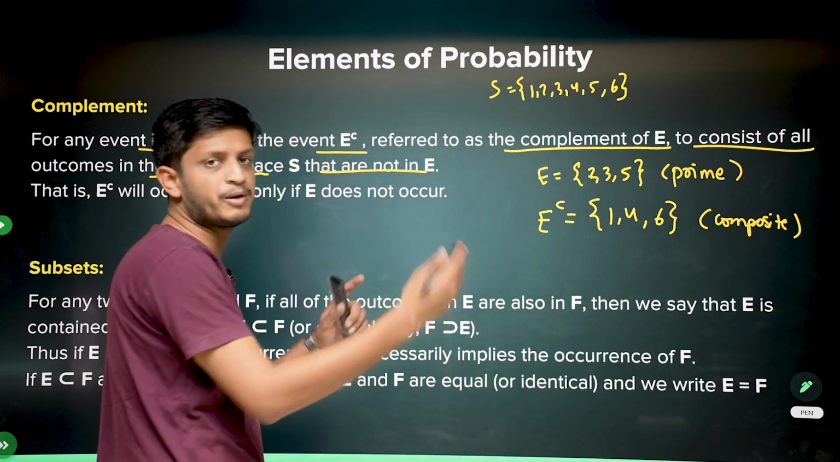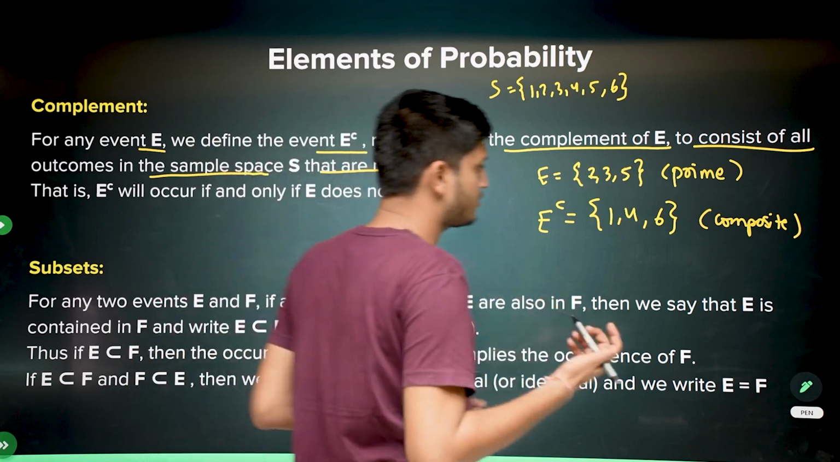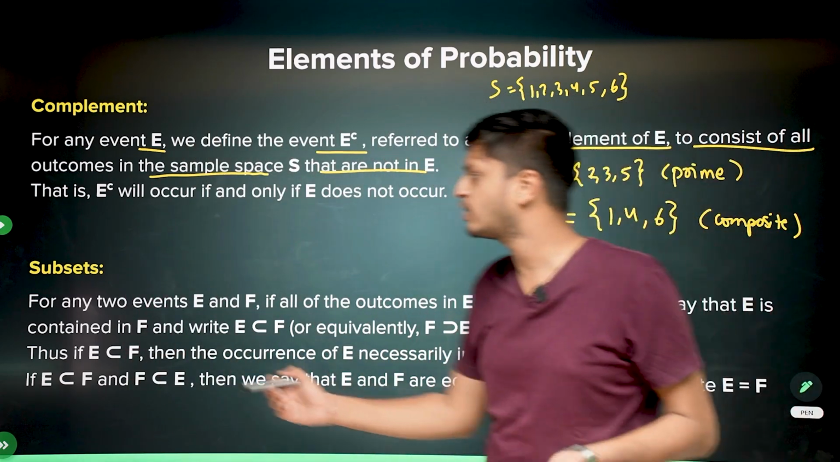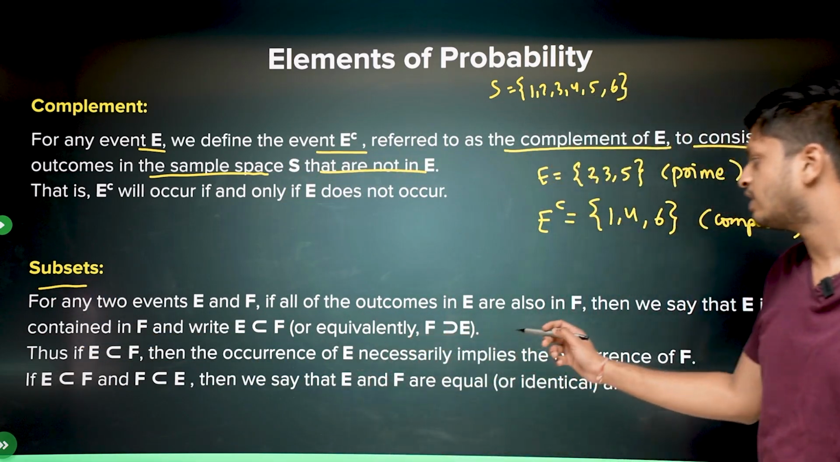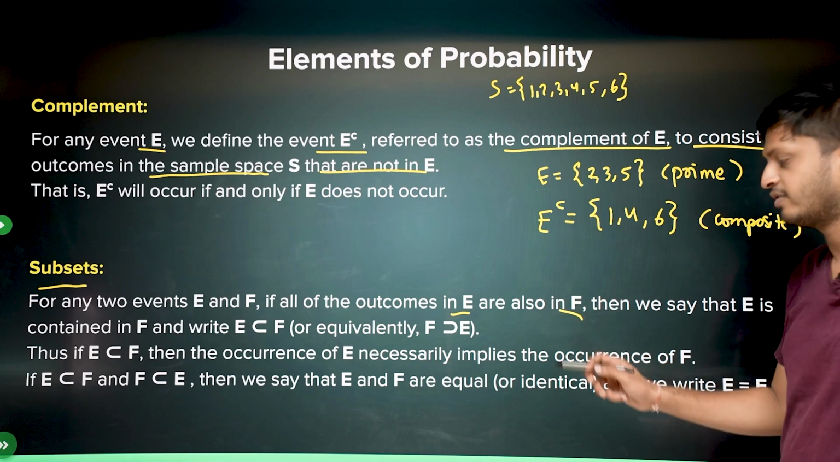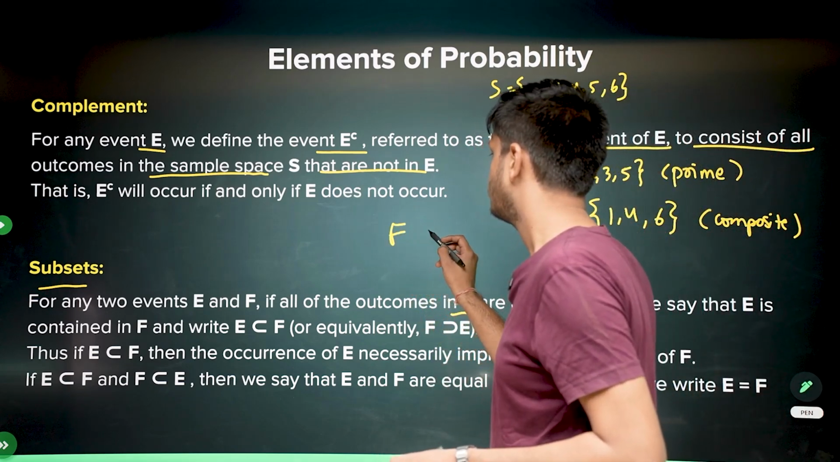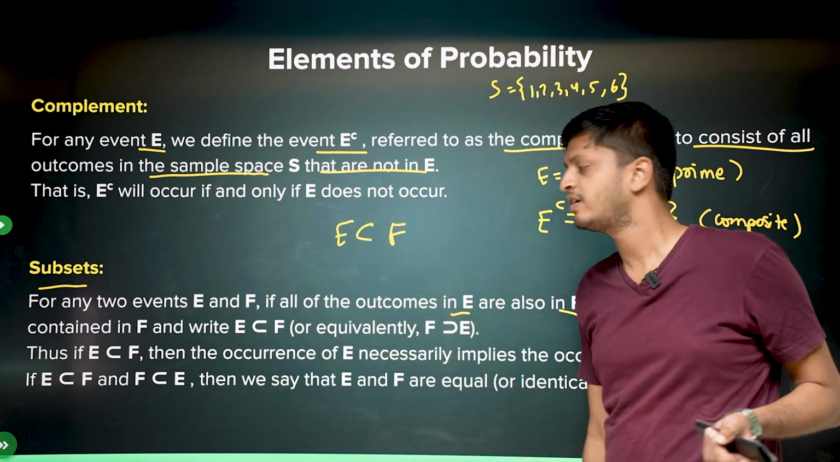Okay, it is called the complement event. If you're not getting a prime, you're getting a composite number. So this is what complement is. Then similarly, you have the concept of subsets. For any two events E and F, if all the outcomes of E are also in F, then basically E is a subset of F, right?